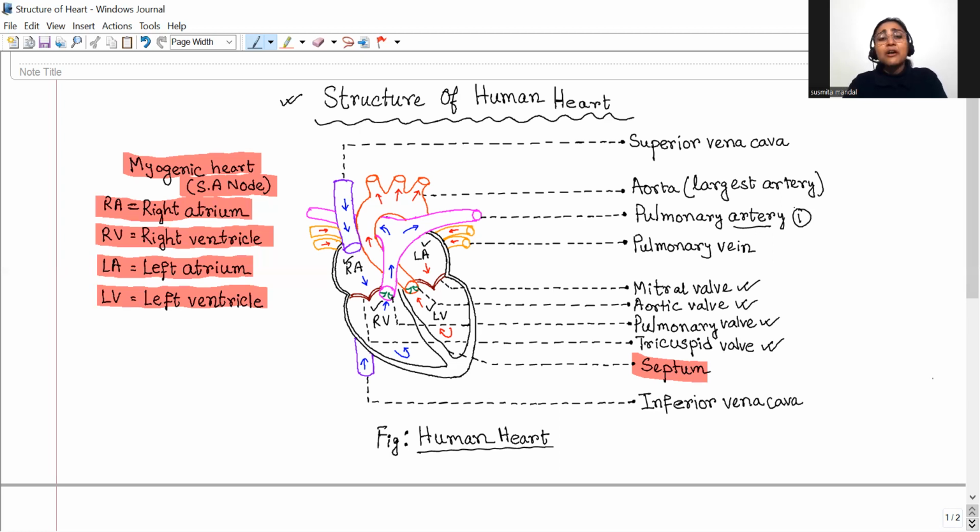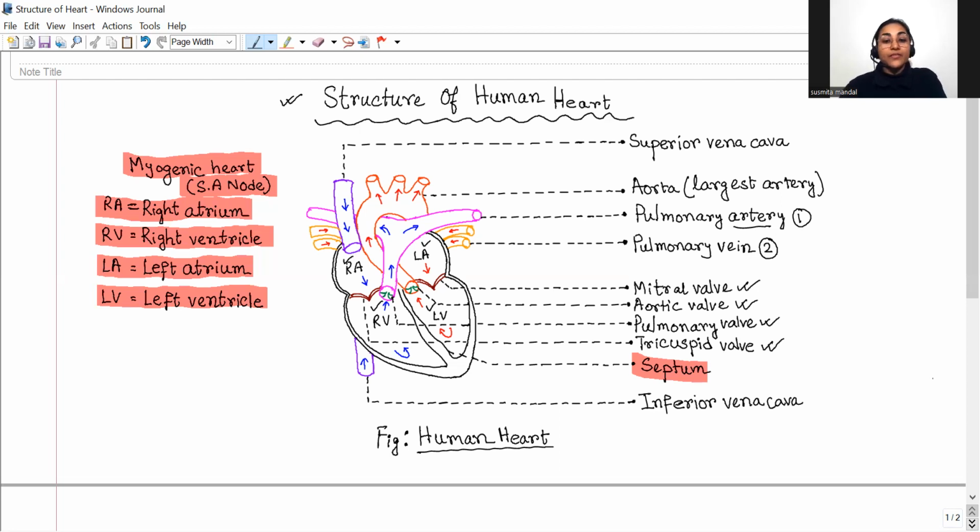Now we know that veins always carry carbon dioxide rich blood, but there is an exception in the human heart, that is the pulmonary vein. The pulmonary vein carries oxygen-rich blood from the lungs to the left atrium. So it is an exception: it is a vein, but it carries oxygen-rich blood from the lungs to the left atrium.